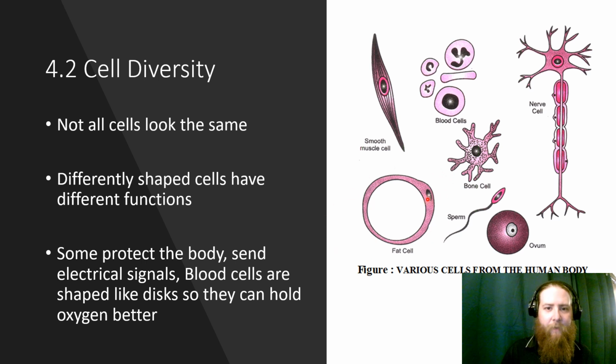Fat cells here, their nucleus over here is very small because most of their structure is filled up with fat so that they can hold all that energy. Smooth muscle cells have these big stripes on them so that when they contract, they can squish together and form muscle contractions.